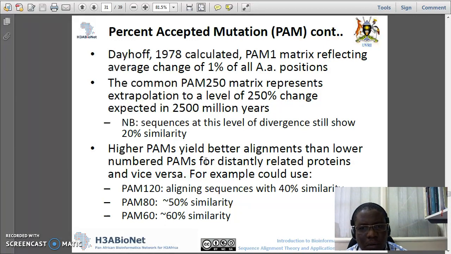But if you're looking at more closely related proteins, the lower numbered PAMs will give you better alignment. As an example, the PAM120 can be used for aligning sequences with, say, 40% similarity, whereas the PAM60 will be good for aligning sequences with 60% similarity.